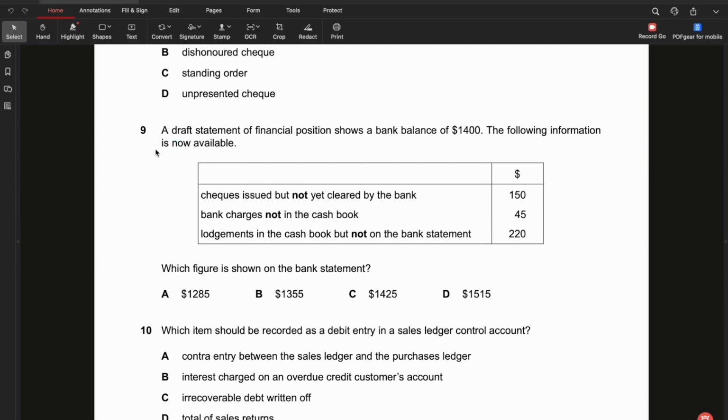Number 9, a draft statement of financial position shows a bank balance of $1,400. The following information is now available. So there is a draft statement of financial position for the bank, which is 1,400, and this is the information that was given to us.